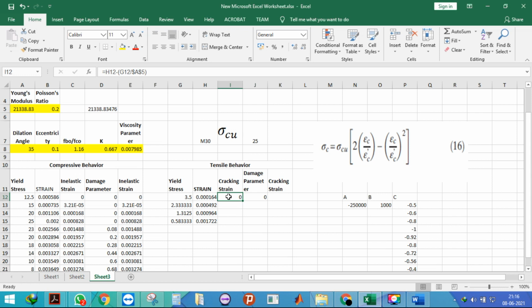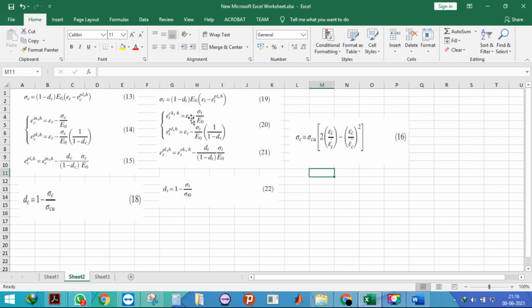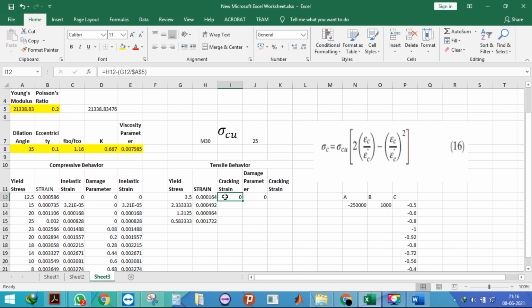Then the cracking strain will be similar: total strain minus stress upon Young's modulus, that is yield stress upon Young's modulus. Then you'll be getting this. Only the yield stress will be changing, the Young's modulus will remain same, and the total strain will also change. So we got it. Damage parameter is the same from the yield point onward. Then you can obtain the other things.